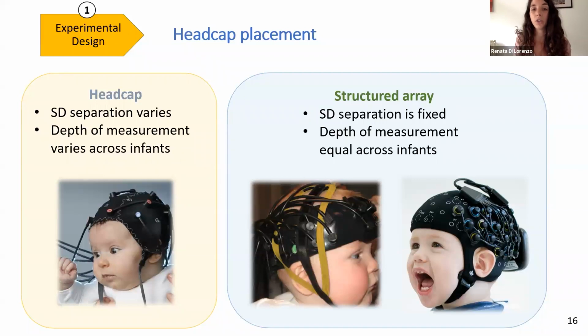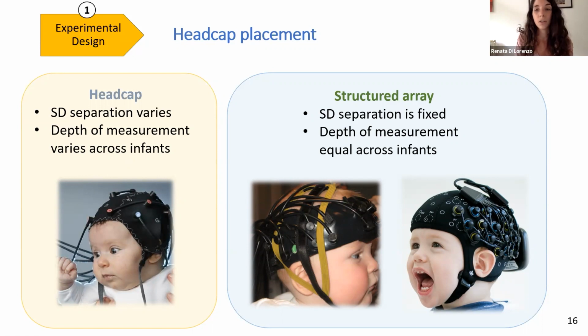Another setup that you can use is a structured array. In this case, the separation of source and detector, or transmitter and receiver, is fixed. So regardless of the head circumference of a baby, the distance will be stable. That means that the depth of measurement in the brain is going to be the same, is going to be equal.